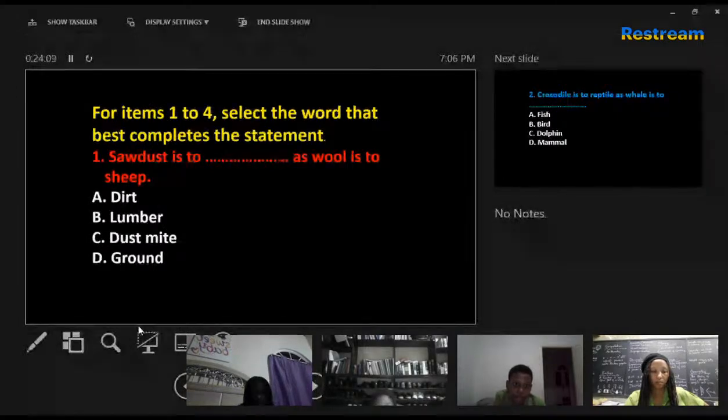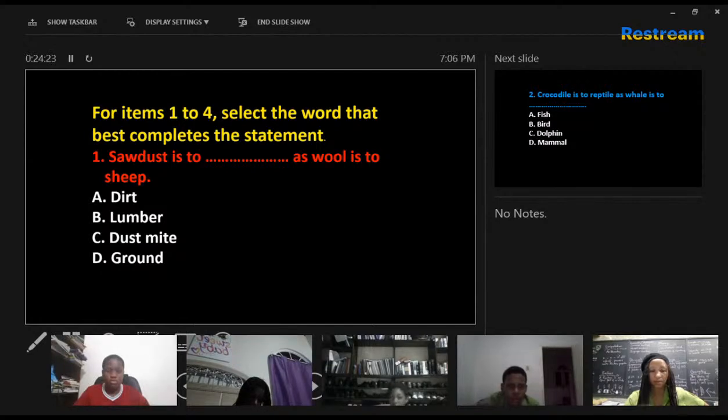Miss, I have B, lumber, because the relationship between wool and sheep is that you get wool when you shear a sheep. And when you shear lumber, so wood, it makes sawdust. Okay. All right. You're correct, Jaden.